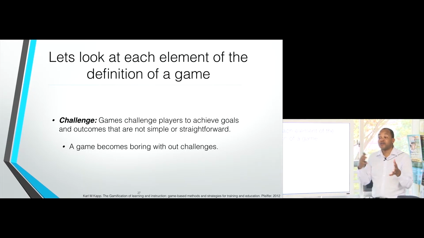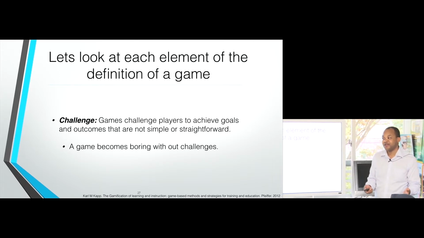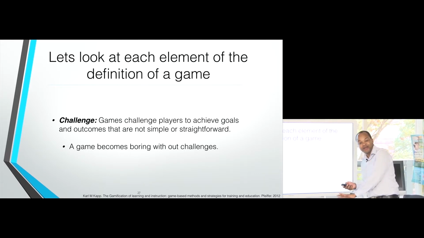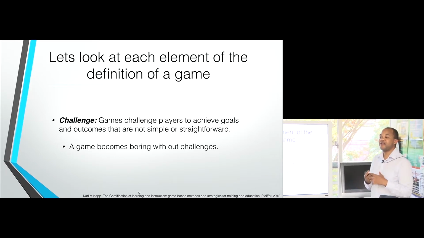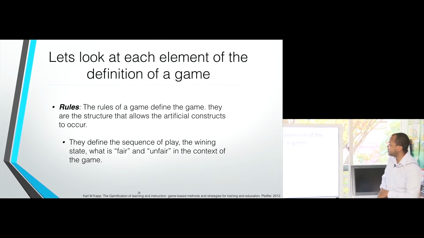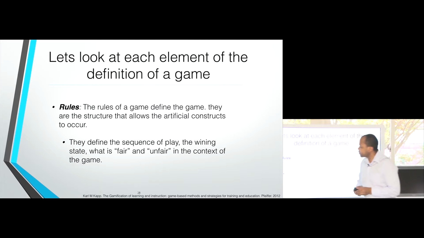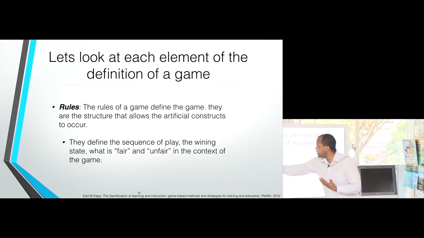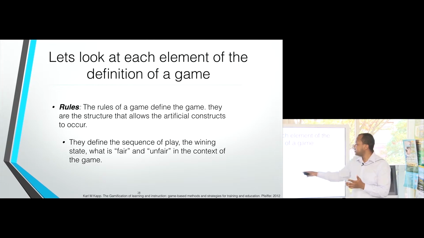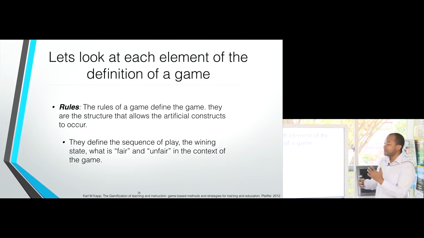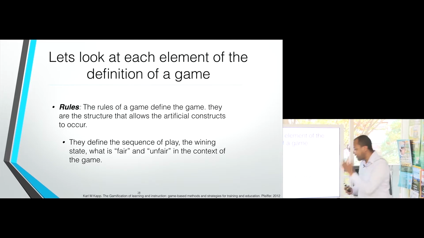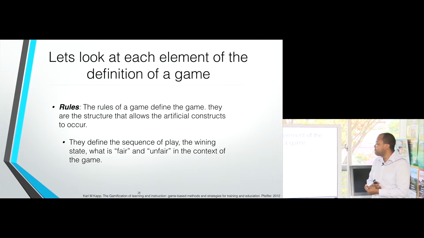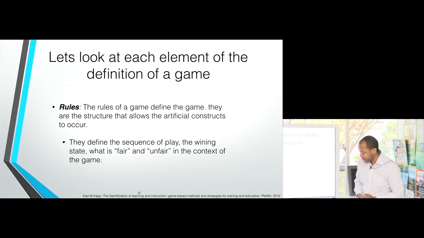So a game becomes boring without any sort of challenge, right? So the game should be hard, but not too hard. It should be easy, but not too easy. There's actually a well-defined theory that explains this. We'll discuss it soon. And then next, there are rules, as I've already mentioned. The rules of a game define the game. They define the structure and what is allowed and what is not allowed, and its artificial constructs, so within the game. They define the sequence of play, they define the winning state, they define what is fair and what is unfair for you to do within the context of that game.